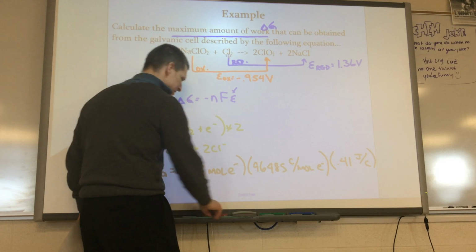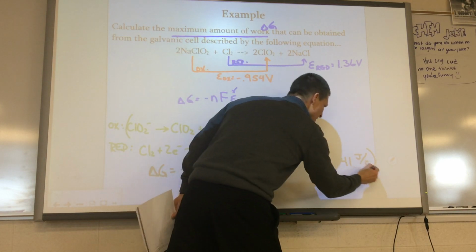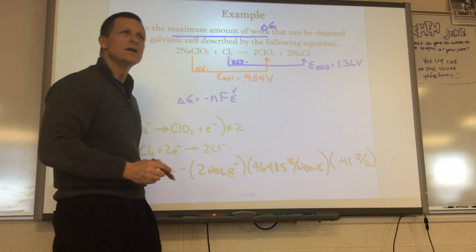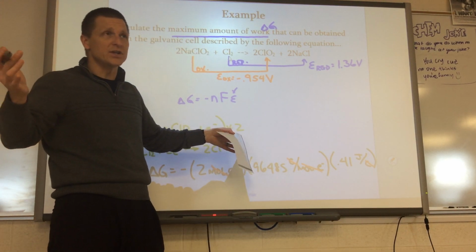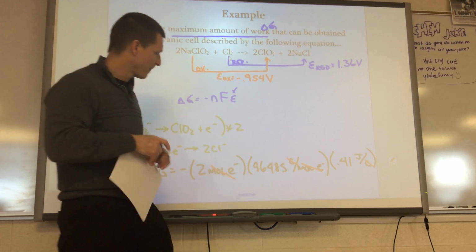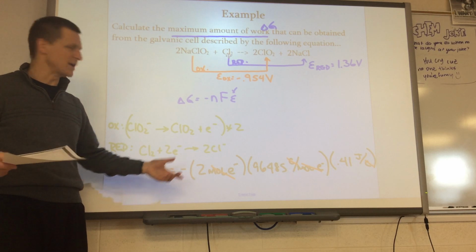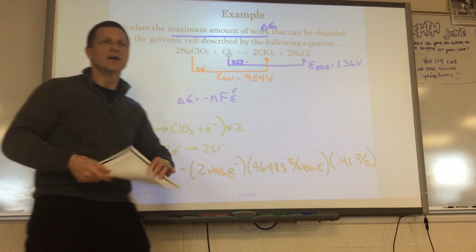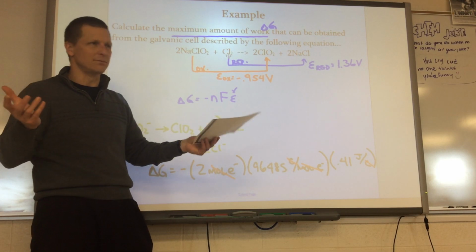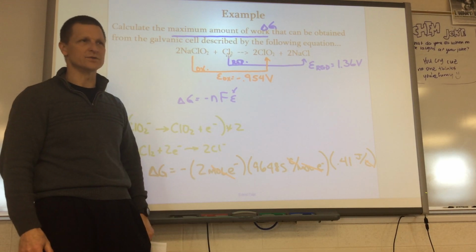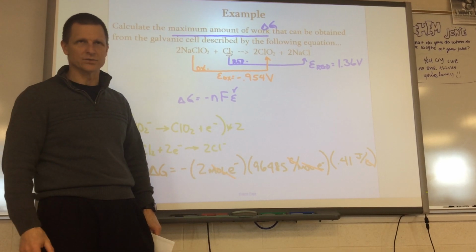So something else cancels out. So I have the moles of electrons canceling, the coulombs canceling, and we're left with joules. And that's what the unit of delta G is, joules. Now delta G, traditionally, we express it as kilojoules. When you multiply these 3 things together, you're going to get a big number, so it's normal to just round it to kilojoules. When you do the multiplication, it gives you negative 79 kilojoules.